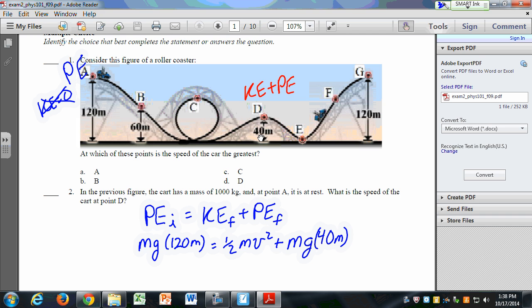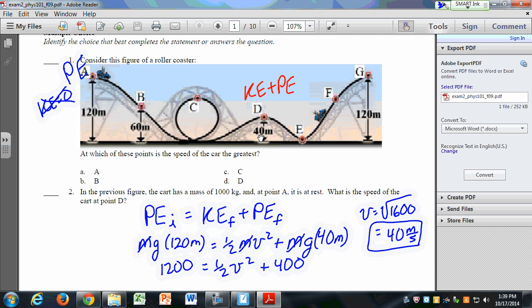All right, we can solve this. Again, just working through these will give you practice and make you fast at solving them, just doing the algebra. I get 1200, 1/2 v squared, it's 400, v is equal to the square root of 1600, it's 40.